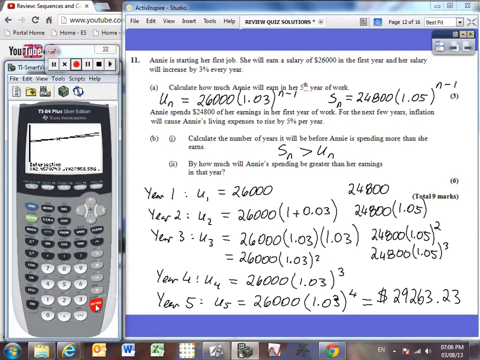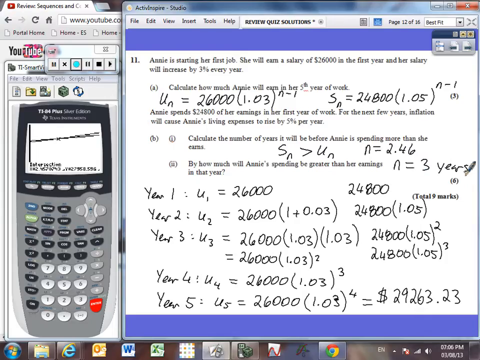Turns out that they intersect at 2.46 to 3 significant figures. I'll find out that my n value is 2.46. But let's just think about this for a moment. The living expenses and the earning changes don't occur until the end of the year. So although they will be equal to each other at 2.46 years, we have to wait until the end of the third year, and only then will Annie start spending more than she earns. So in fact, n is equal to 3. It will take 3 years.